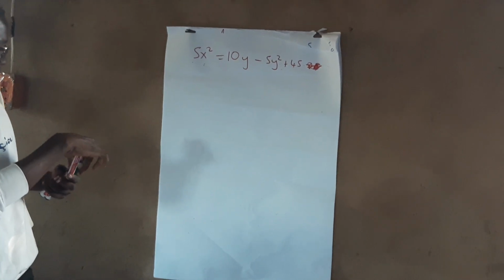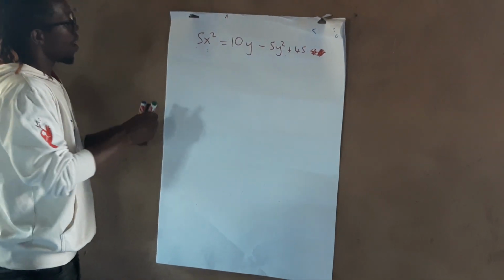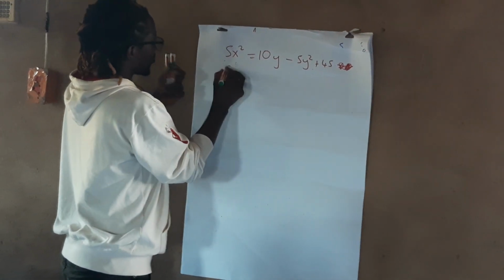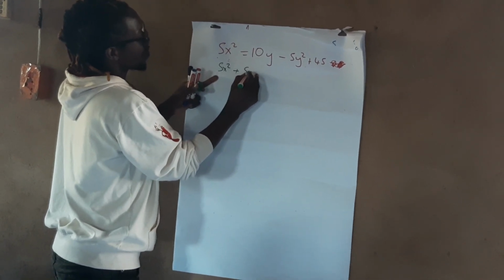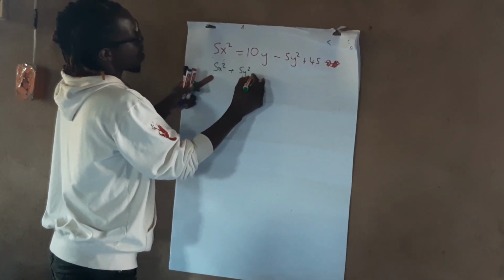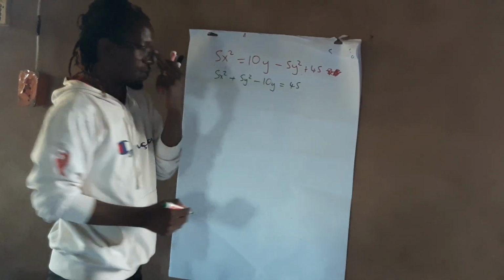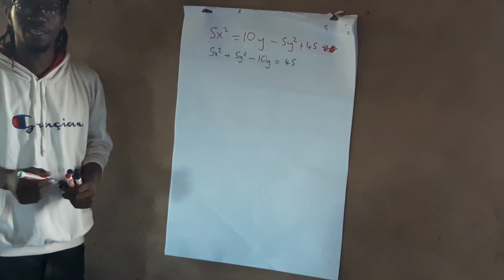So let's take both of these terms from this side and take them to this side. So this is going to be 5x squared plus 5y squared minus 10y equals 45. Now we are completing the squares. But before that, we can see the common factor.